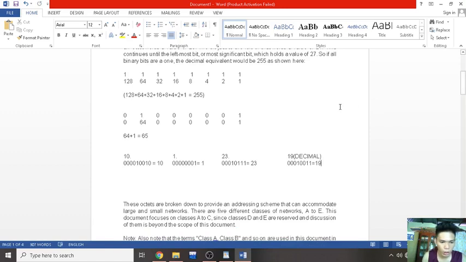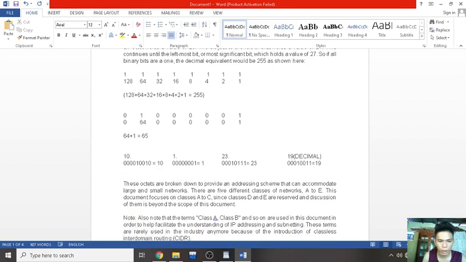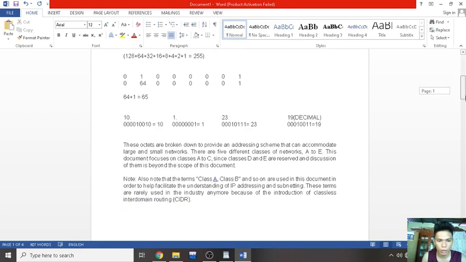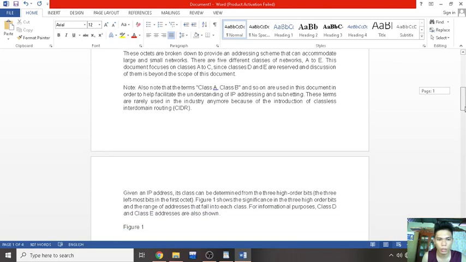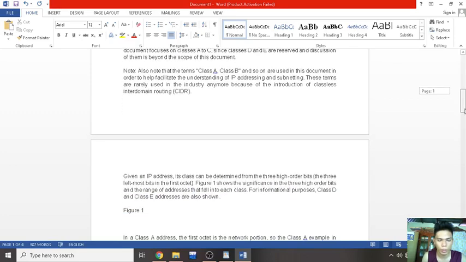These octets are broken down to provide an addressing scheme that can accommodate large and small networks. There are 5 different classes of networks, A to E. This document focuses on classes A to C. Classes D and E are reserved, and discussion of them is beyond the scope of this document.